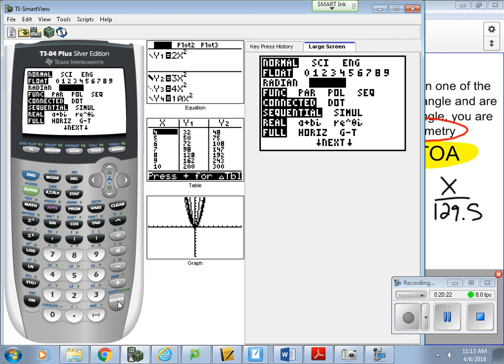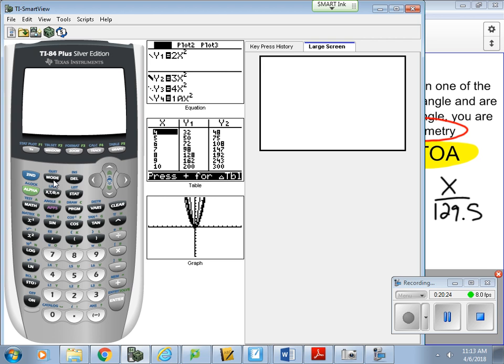So I'm going to hit enter there. I'm going to go back, and I'm going to do sine of 32. Okay, so I get this decimal. I want to write that to 4 places, all right, 4 places.